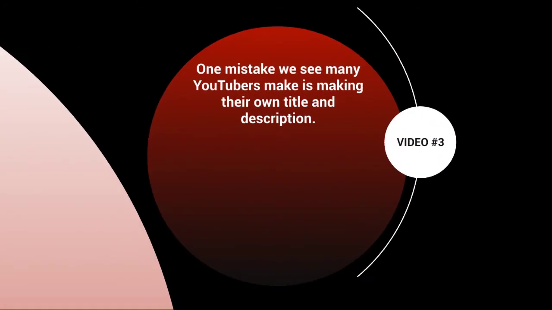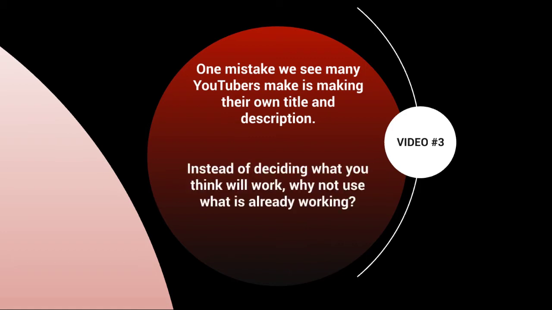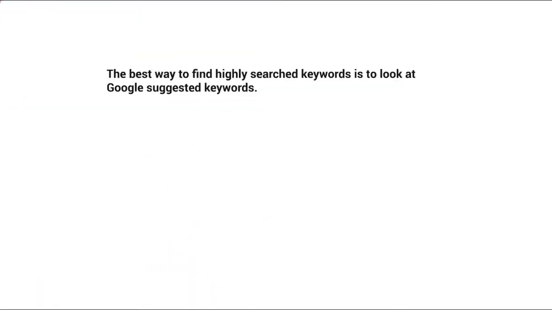So one mistake that we see many YouTubers make is simply making their own title and description. I mean, it's natural, right? But instead of deciding what you think will work, why not use what is already working and do some simple keyword research that's not going to take a lot of time, and this way you'll be able to have the right information that will help you rank on the right keywords.